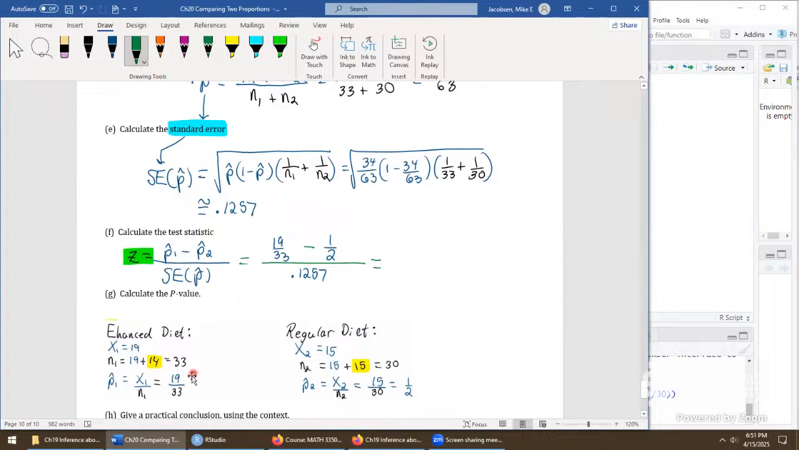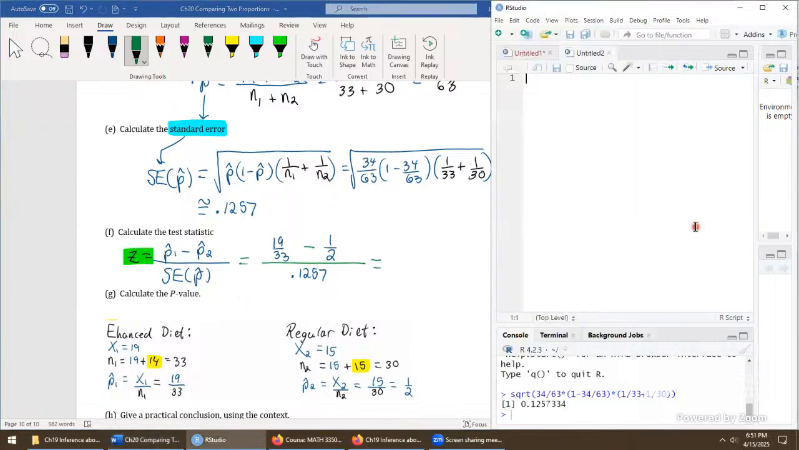Now this is going to tell us how many standard deviations away p hat 1 is from p hat 2, how reasonable the null hypothesis really was. Let's do 19 over 33 minus 1/2, divide by 0.1257. And we get this as our test statistic value. To 4 decimal places, we have 0.6027.